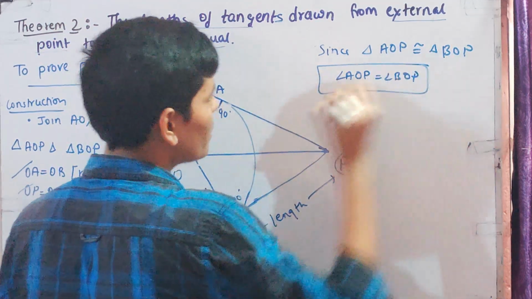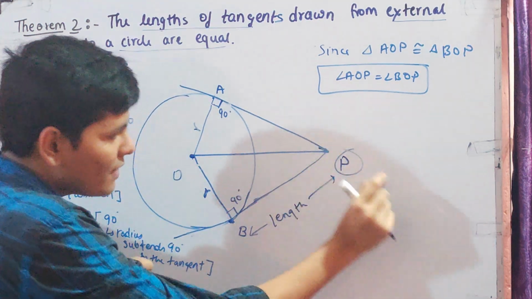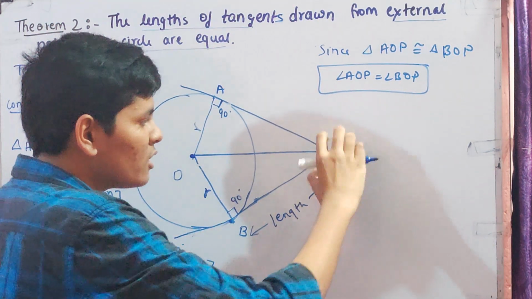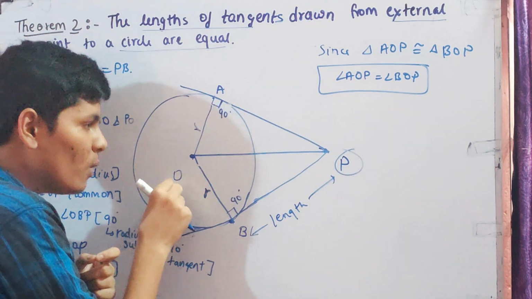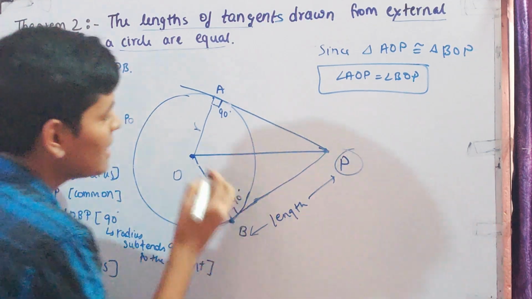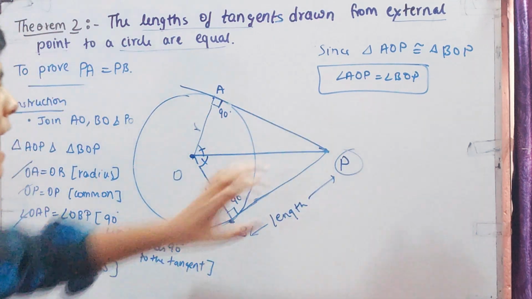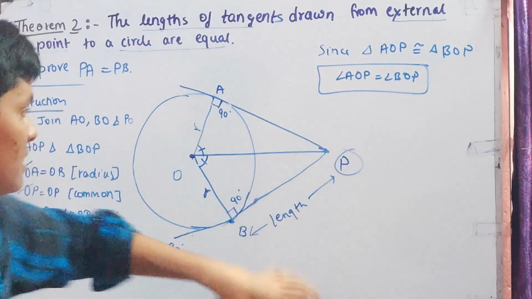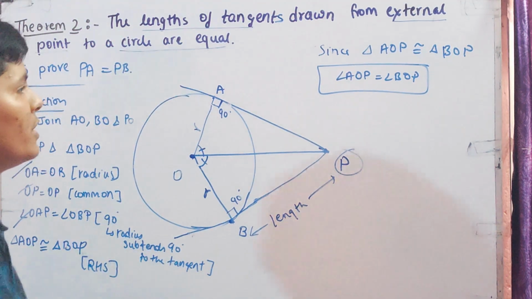This is one very important conclusion. When a point which is outside the circle draws a tangent towards the circle with the center O, then at the center it subtends equal angles. It means that this angle and this angle are equal. Angle AOP and angle BOP are equal. This is also very important. We are going to use this in the problems later on in the next section of the video.